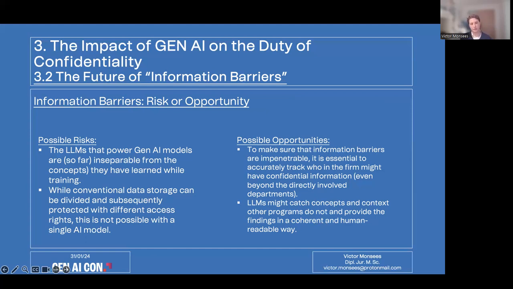The effectiveness of information barriers depends on the ability of the law firm to locate every document and personnel that might hold confidential data. Due to the sheer amount of data that are now created in law firms daily, I think this task is increasingly impossible to do manually. Additionally, with the ability of transformer-based models, large language models, to "understand" concepts and context, they will catch relevant communication that other programs might not.